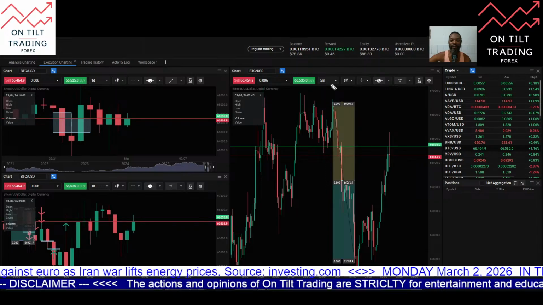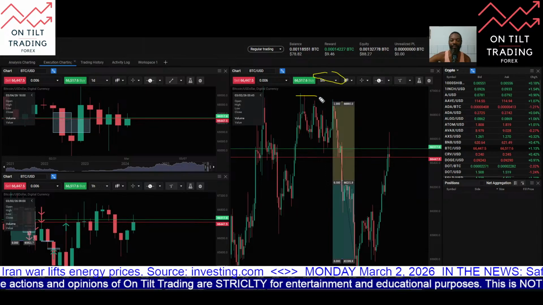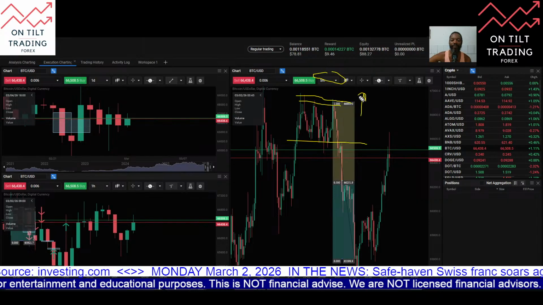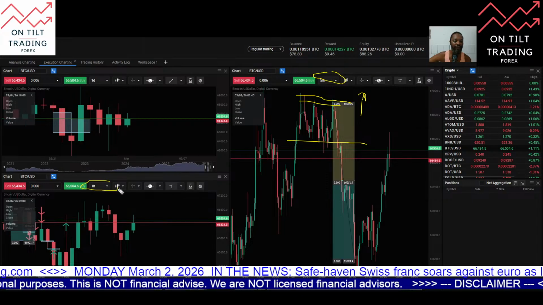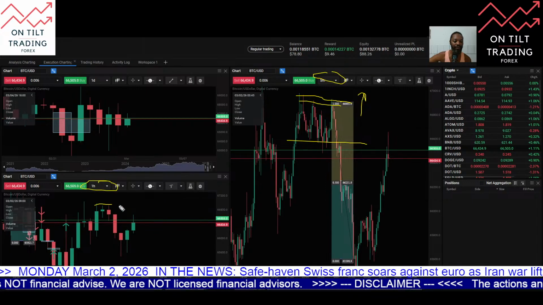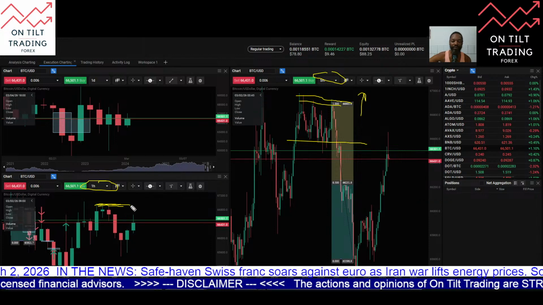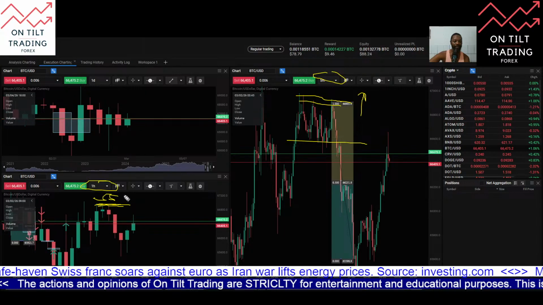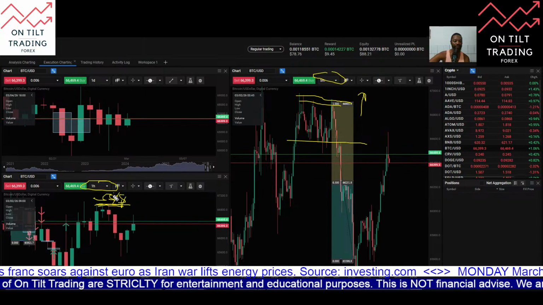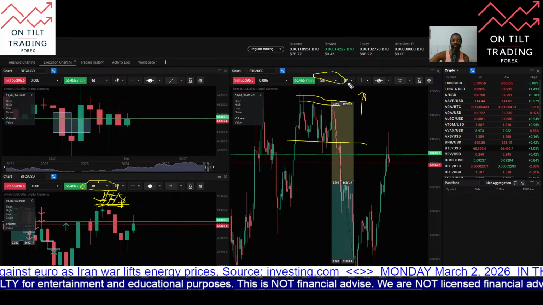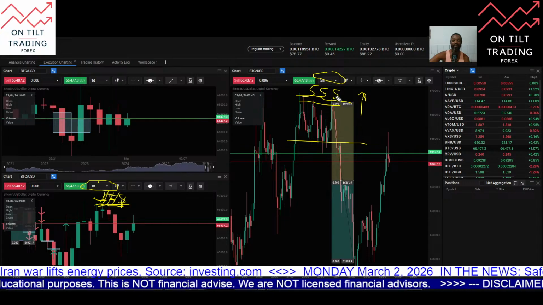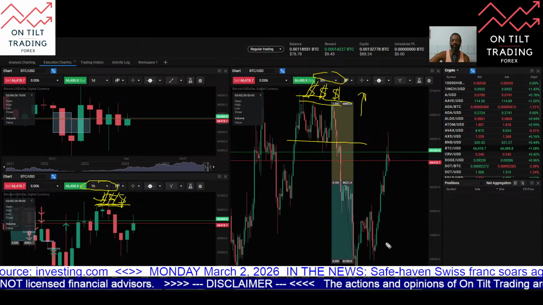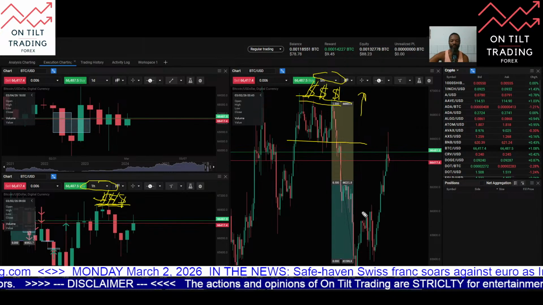Additionally, this area here on the 5-minute could be a potential target area for buy side. Look at it here on the 1 hour, these relatively equal highs here. So that could be a buy side target, as this would be a buy side liquidity pool resting up here. So we'll see what price does.